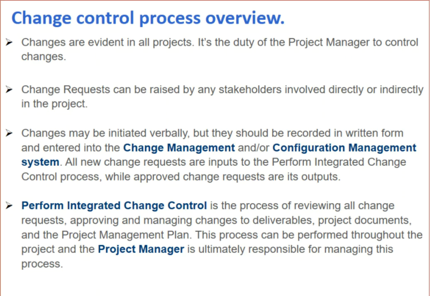So all new change requests are input to the perform integrated change control process, while approved change requests are its output. So the output of the perform integrated change control is the approved change request. The perform integrated change control is a process of reviewing all change requests, approving and managing changes to deliverables, project documents, and the project management plan. This process can be performed throughout the project, and the project manager is ultimately responsible for managing this process.